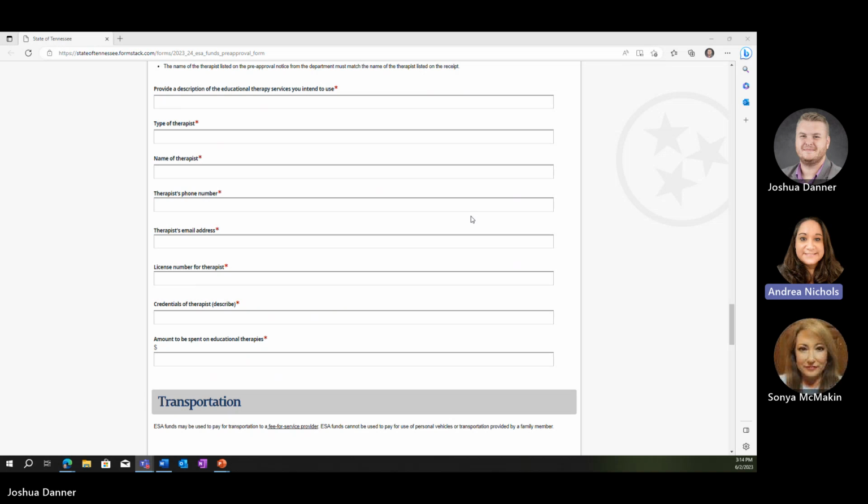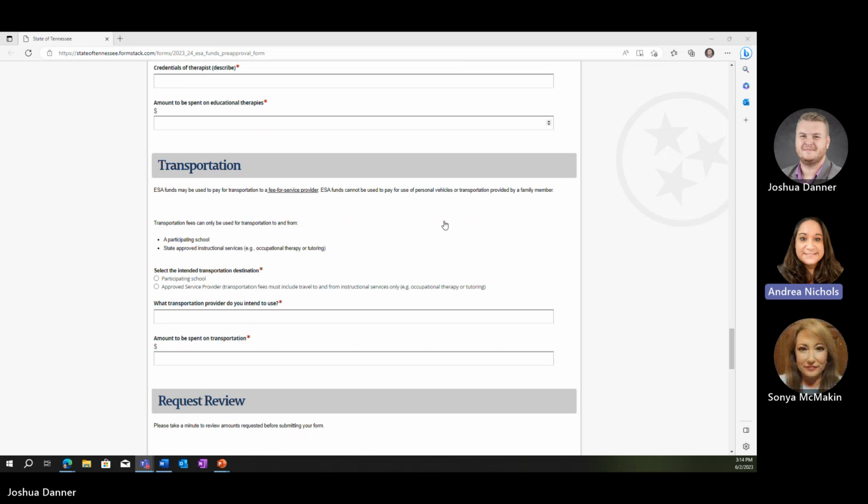Transportation expenses can only be used for transportation to and from a participating school approved instructional services, for example, therapy or tutoring. Please note, personal transportation expenses are not allowable. These fees must be a fee-for-service provider and cannot be used to pay for the use of personal vehicles.